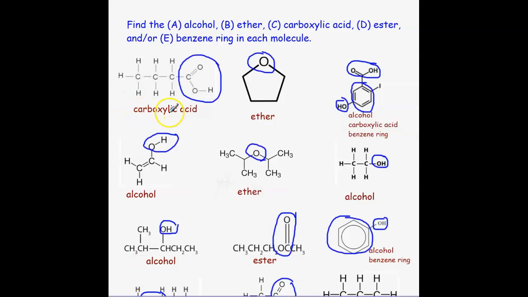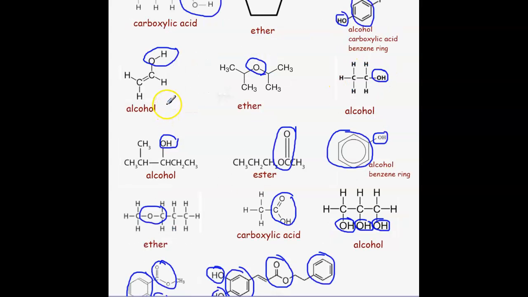This is a carboxylic acid. This one is an ether. In this structure, the other 4 corners of the pentagon are carbon atoms, and the hydrogen atoms are implied. Identifying the benzene ring in this one is easy. It also has an alcohol down here and a carboxylic acid over here.